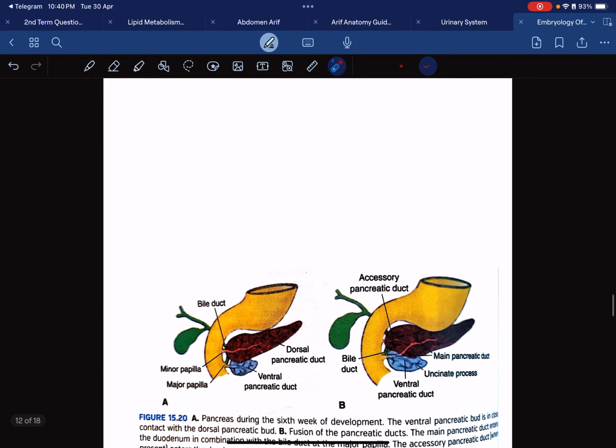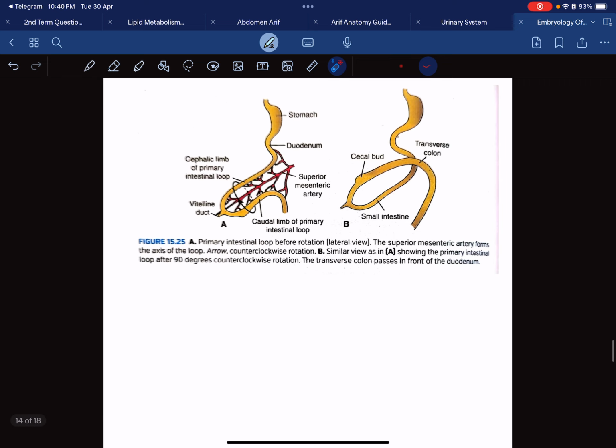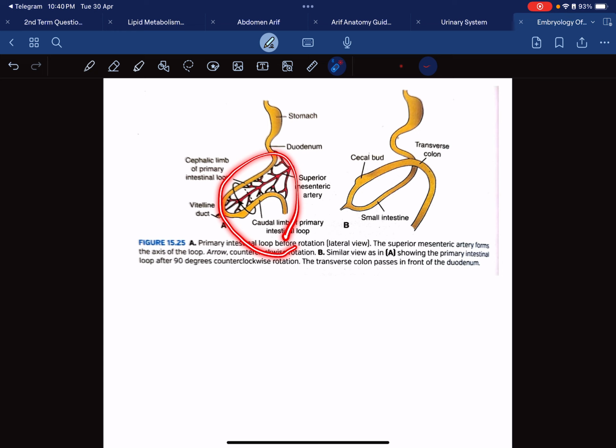Now moving on to the midgut. As we talked about, the development of the duodenum up to the major papilla is from the foregut. Below the major papilla, it is developed from the midgut. In the midgut we have the physiological herniation or primary intestinal loop. At the primary intestinal loop, the intestine exits the abdominal cavity temporarily and ultimately returns. The herniation occurs around the 6th week, and return occurs around the 10th week.